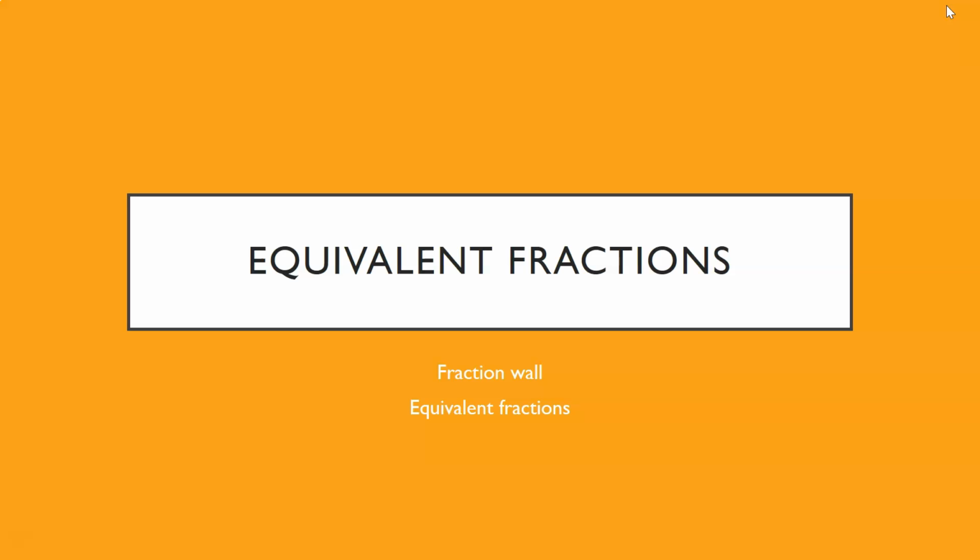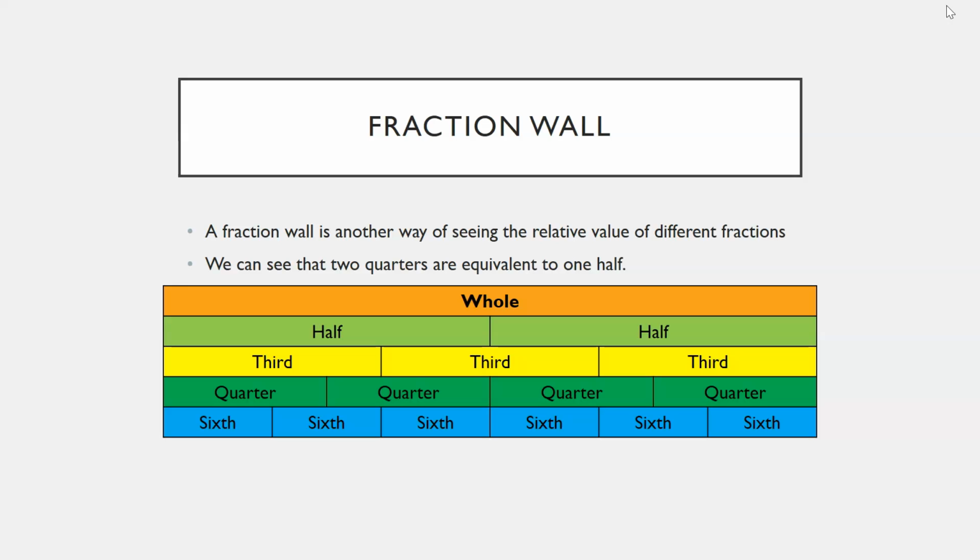Another way of seeing where they fall relative to each other is to look at fraction walls or to calculate equivalent fractions. A fraction wall allows us to see the relative value. Now this is just part of one. So at the top I have my whole, let's call it 1, and then I can split that whole into halves. I could also split the whole into thirds, or quarters, or sixths. So you can see that a sixth is less than a quarter.